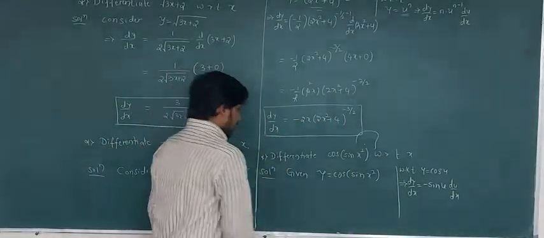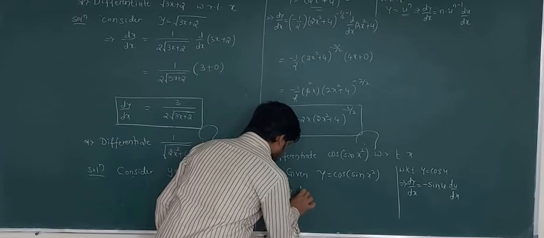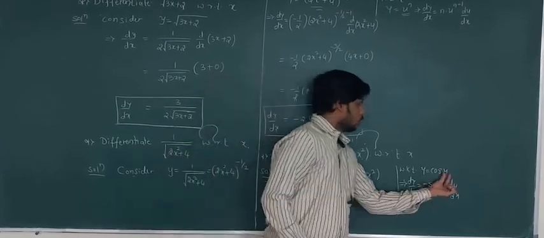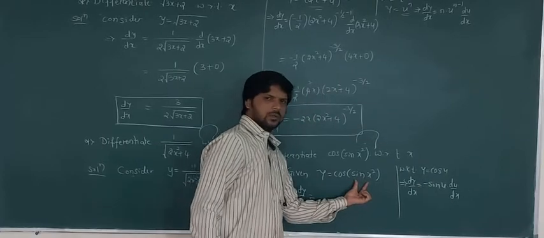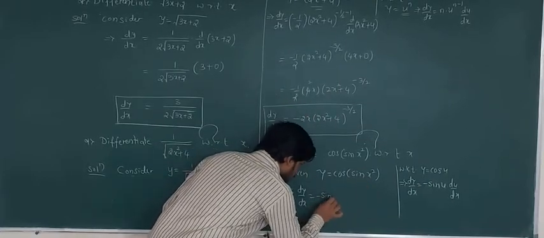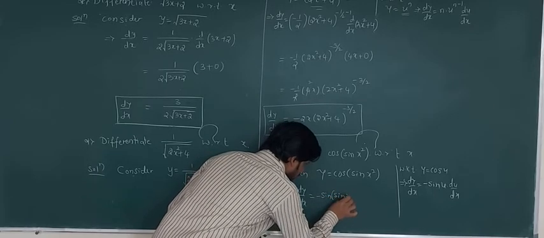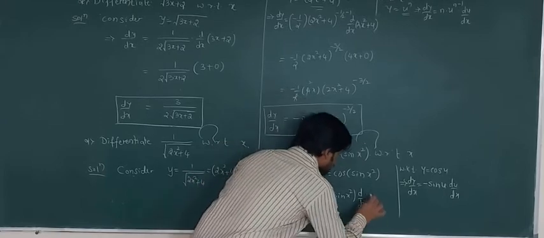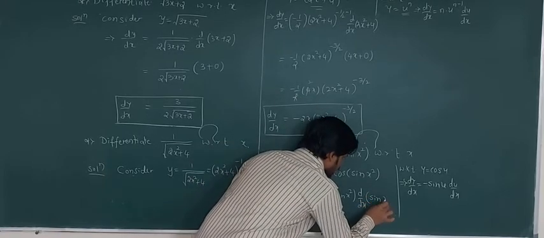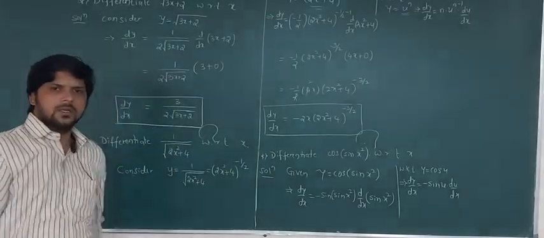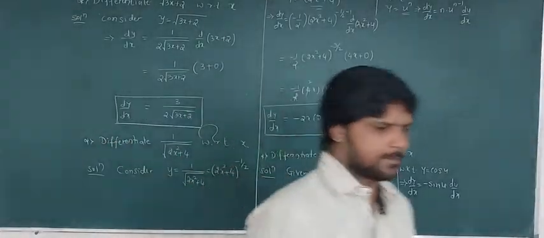So after simplifying, comparing here cos u, in place of u we have sin x square, so the differentiation of cos is minus sin of sin x square into d by dx of sin x square, because in place of u we have sin x square. Okay.